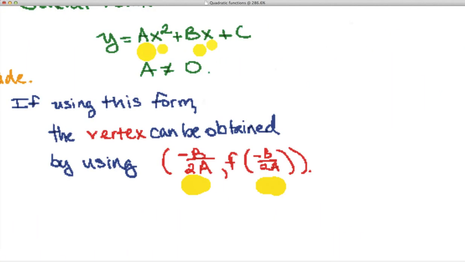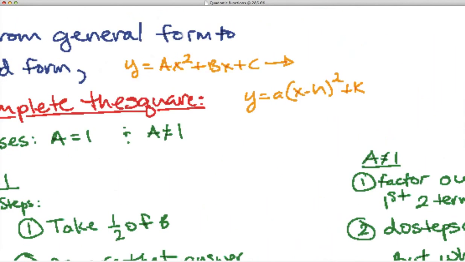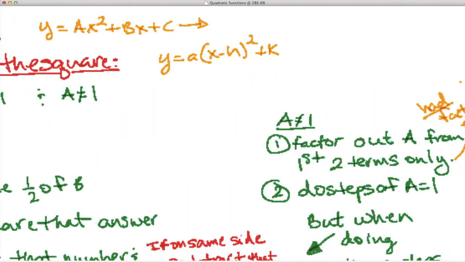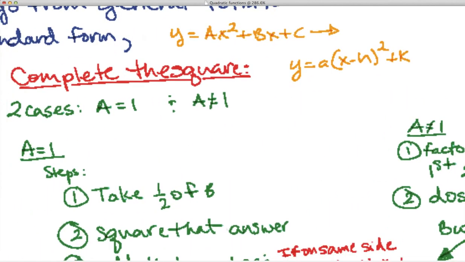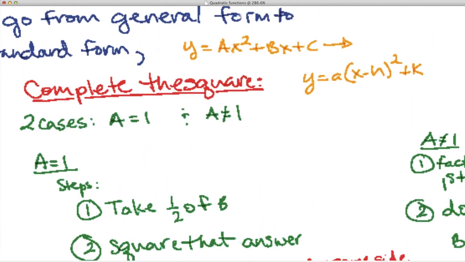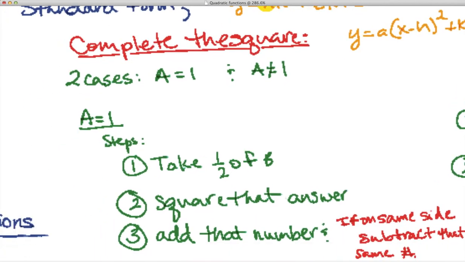All right? Sometimes you might be asked to go from a general form to a standard form. You got to complete the square to do that. It's easier to just see it done, but the basic scenario, you're going to have 2 scenarios in which one, this a right here will equal 1, and then the other scenario you'll actually have a number there, whatever the number may be. So if it's equal to 1, it's pretty straightforward.